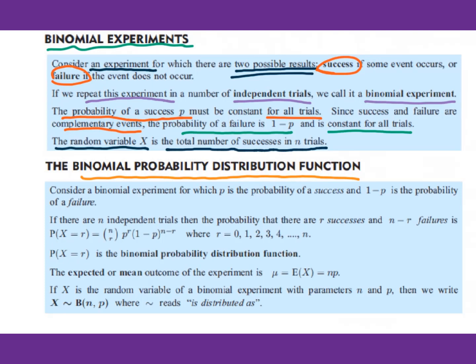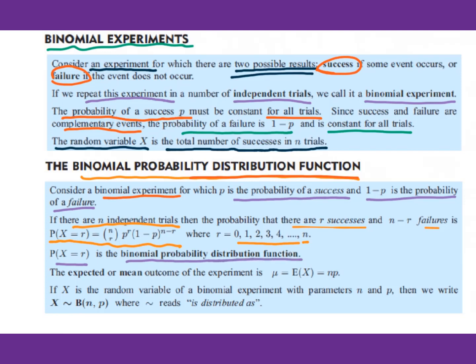For the binomial probability distribution function, consider a binomial experiment for which P is the probability of a success and 1 minus P is the probability of a failure. If there are n independent trials, then the probability that there are r successes and n minus r failures is this formula, where r equals 0, 1, 2, 3, 4 until n. Probability of X equals r is the binomial probability distribution function.